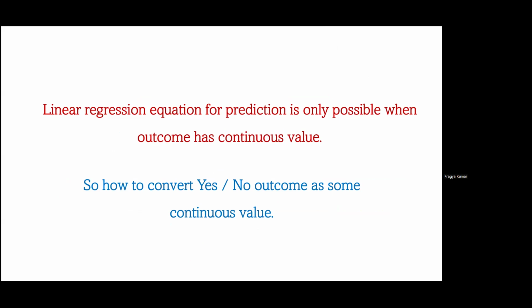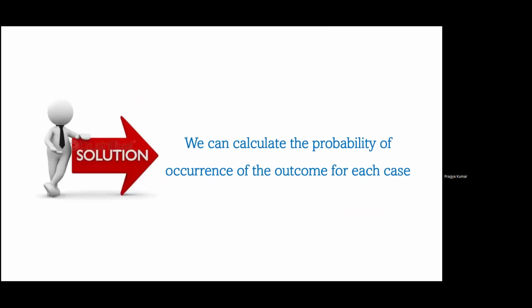So now how to change this outcome into some continuous value? So what is the solution? What this software does is calculate the probability of the occurrence of the outcome of each case. So all this calculation is done on the probability.